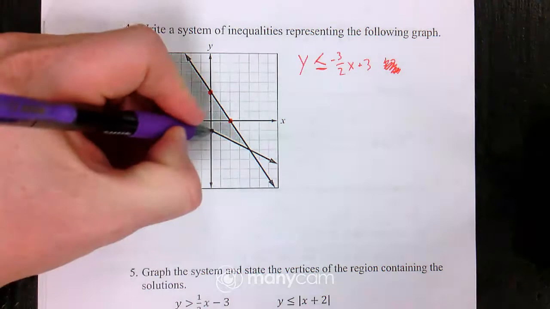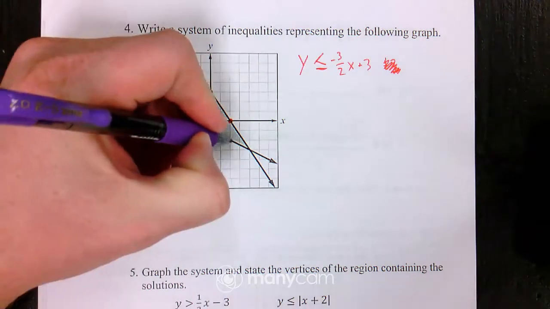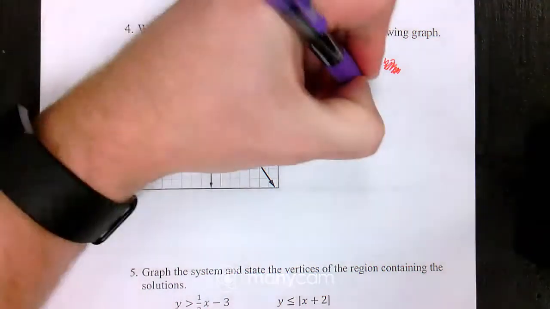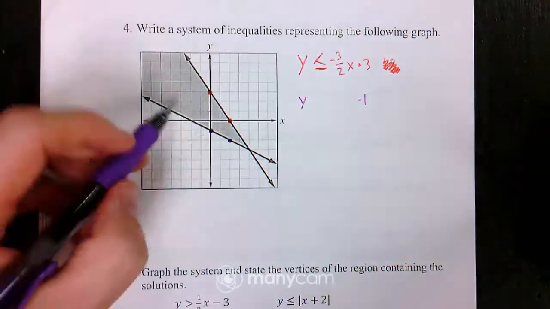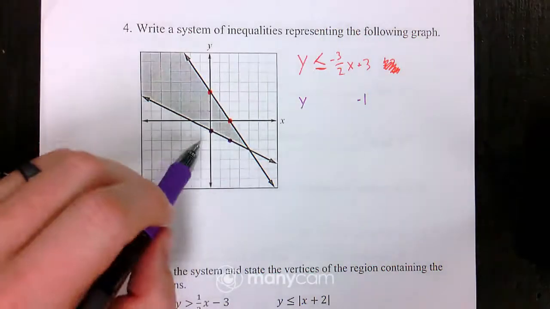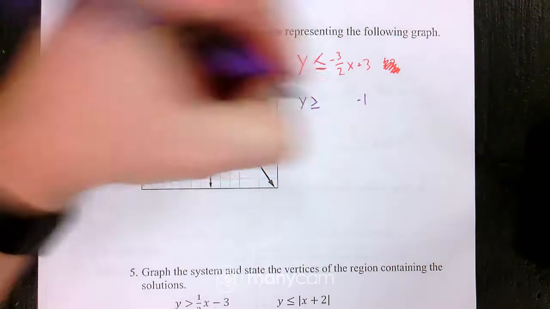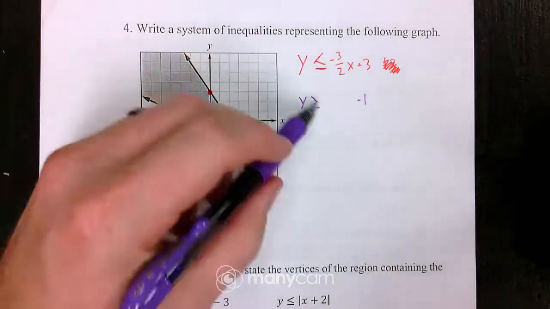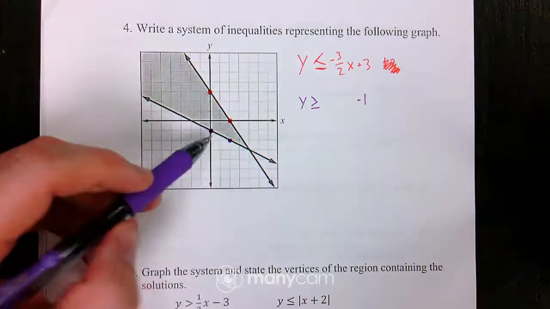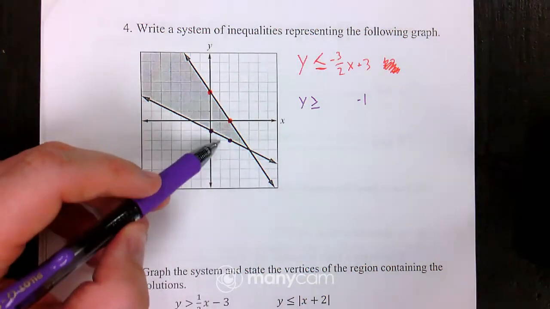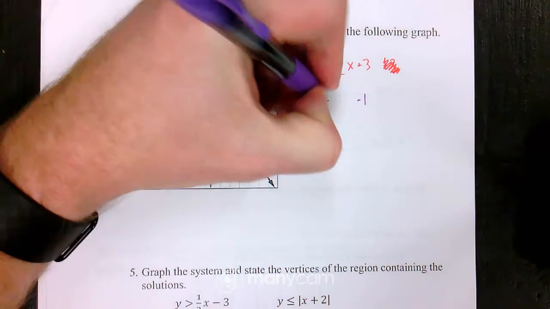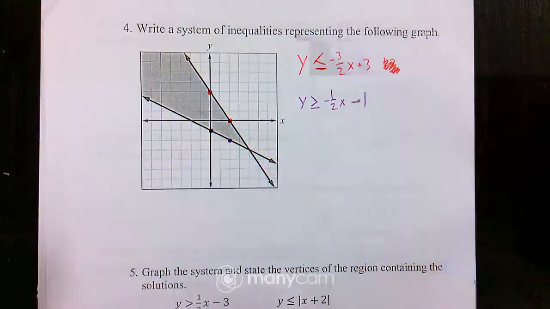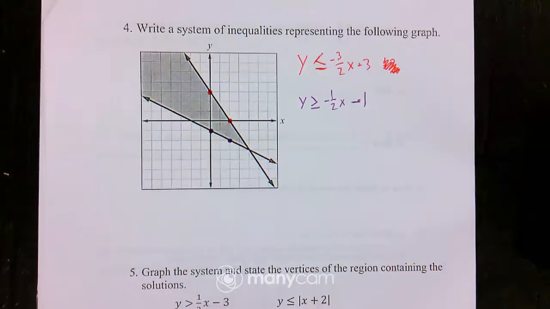Let's do this one. This one starts here at negative 1, has another point right here, so I know it's going to be minus 1. Is it going to be greater than or equal to, or less than or equal to? It's going on the top side, right? It's a solid line, and it's being filled above it, so it's greater than or equal to. And then I have my slope of negative 1 over 2. And there's my answer, okay? Simple enough? You guys make that happen on the test?